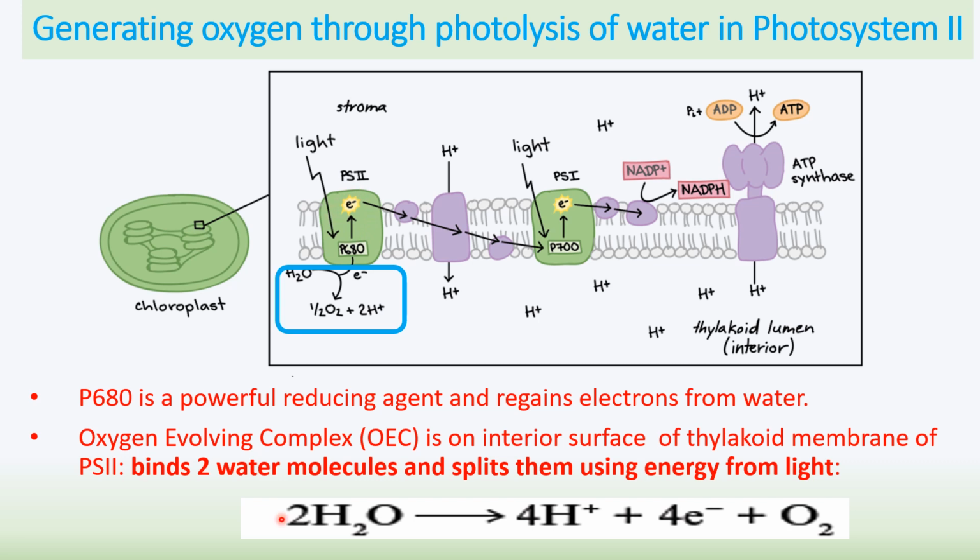There is something called an oxygen evolving complex on the interior surface of the thylakoid from photosystem 2, and it binds two water molecules and splits them using the energy from light. So that's where that happens, and this is the equation showing you two water molecules break down into 4 hydrogens, 4 electrons, and oxygen, which diffuses out.